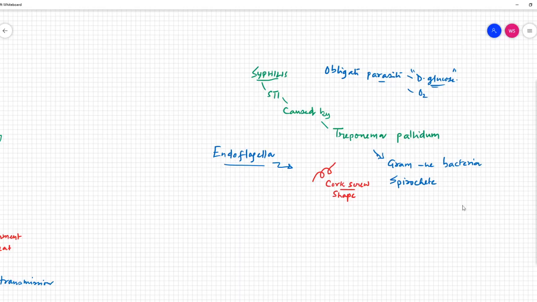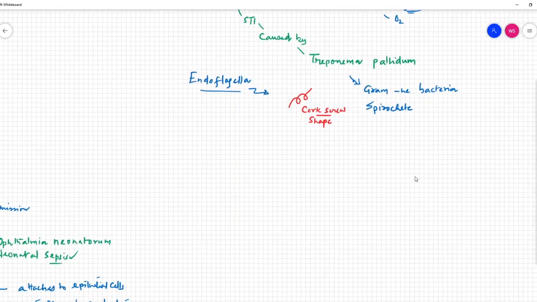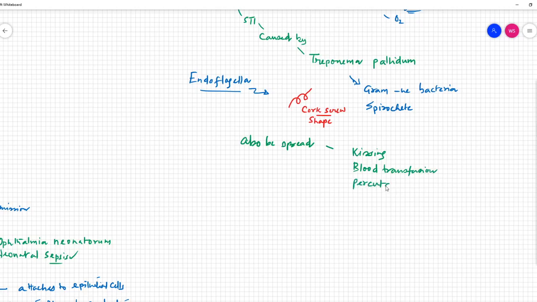So it is spread by sexual transmission. But it can also be spread by other means like kissing, by blood transfusion, or by percutaneous injury.